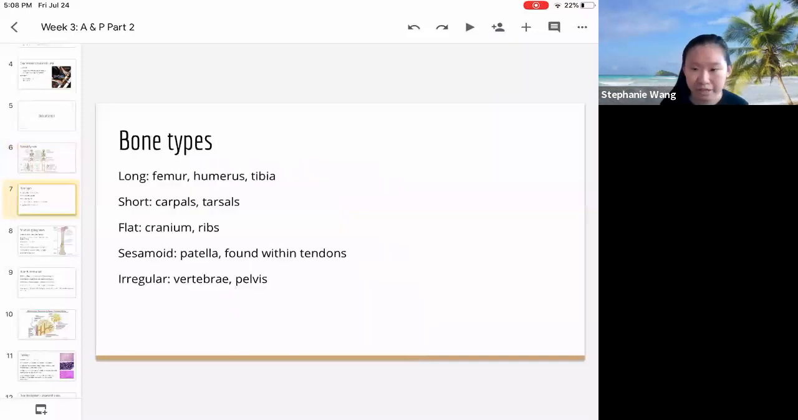But on the other hand, our short bones are going to be the bones that are cuboid. So their length and their width are around the same. An example of a short bone would be the carpals, so the bones in your wrist, the tarsals, the bones in your ankles, things like that. Those are short bones.